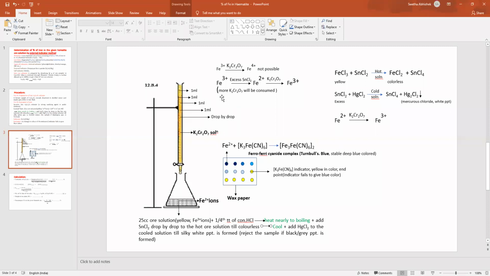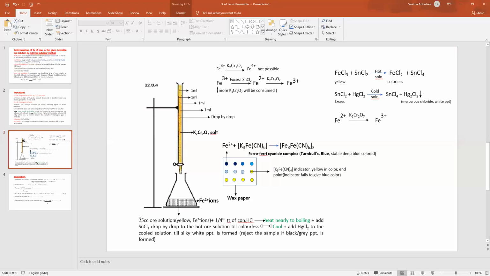And when these ferrous ions are formed in the reaction mixture, K2Cr2O7 continuously reacts with ferrous ions by oxidizing them to ferric ions. As a result, what happens? More ferrous ions are formed and more volume of K2Cr2O7 will be consumed in the titration, which may give you inaccurate result. So to avoid the secondary reaction, you are required to remove this excess stannous chloride by adding mercury chloride. Okay, so this is the procedure part.